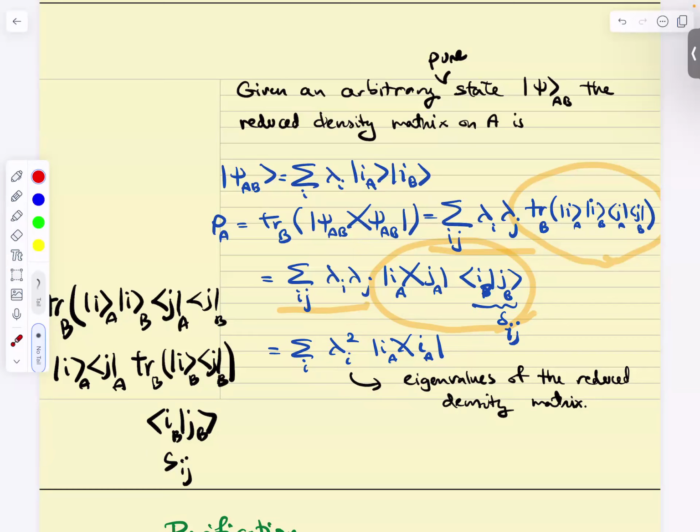Compute the purity of this. Can you guess the purity? Sum over I of lambda I to the fourth. But anyway, it's just a one-liner.